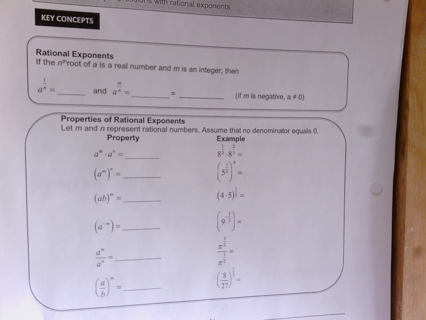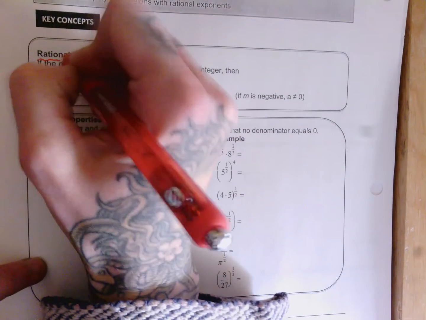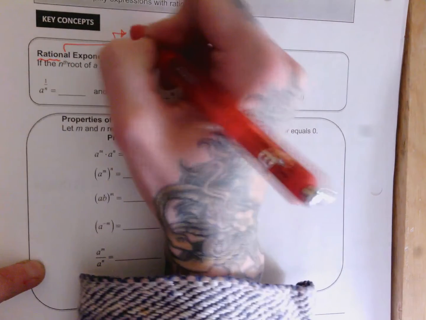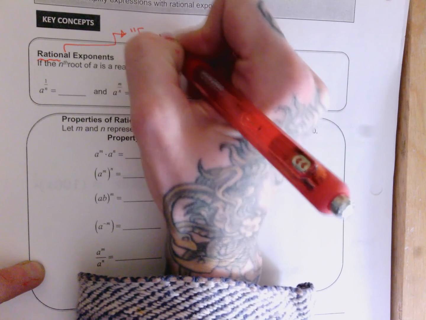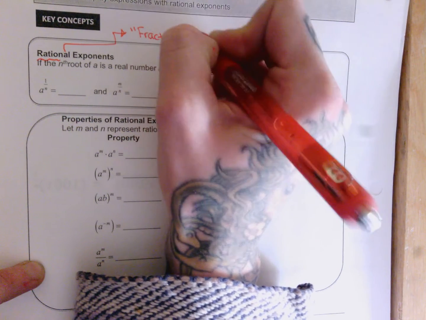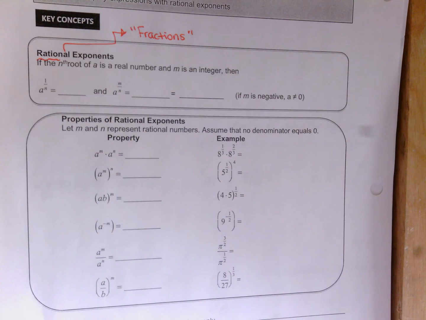Okay, so let's review rational exponents and properties of rational exponents. They're the same as just integer exponents. It's just now they're fractions, so don't go crazy. So this ratio, you'll recognize this. This just means we're talking about fractions. Okay, something compared to something else.